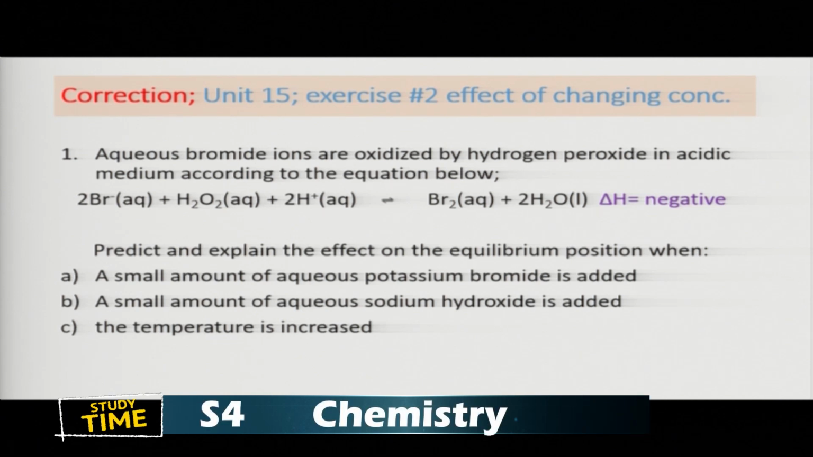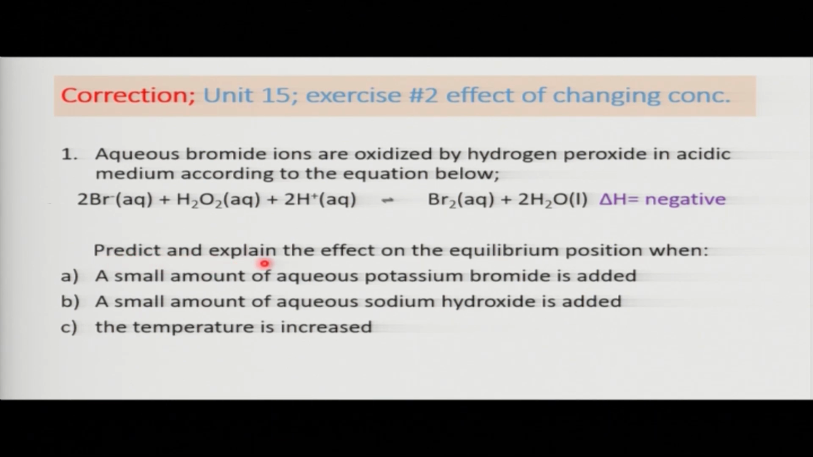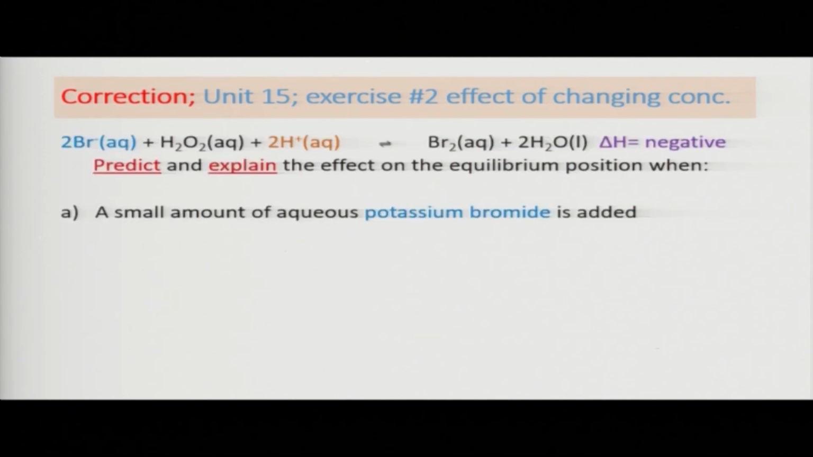My emphasis will be much more on these action verbs: predict, explain. In other words, these bring about the whole idea of what is expected of you. Then equilibrium position. Those are the things we shall be looking at as we do the corrections. So let's do the corrections. I've left the introductory part out as it is not much necessary.